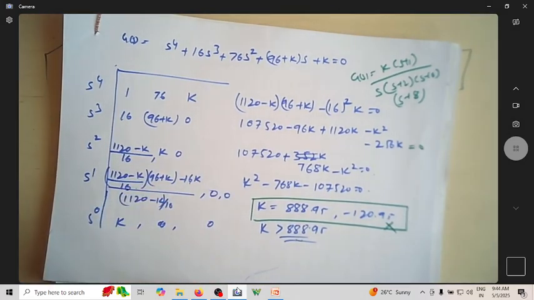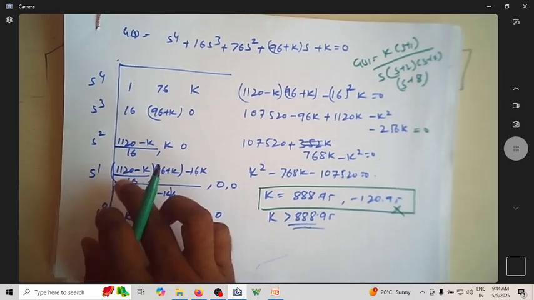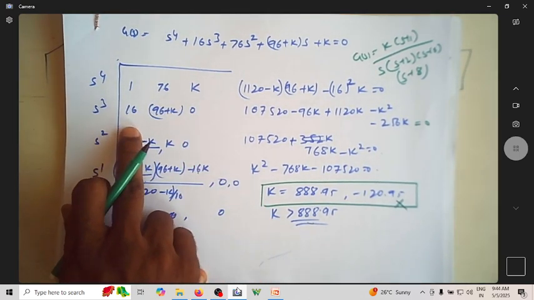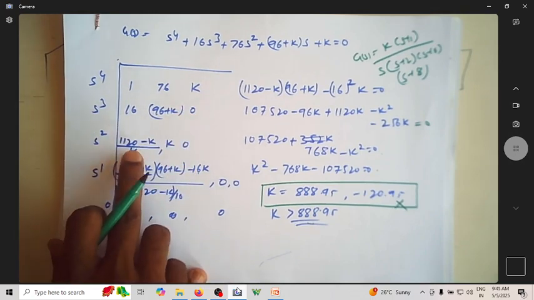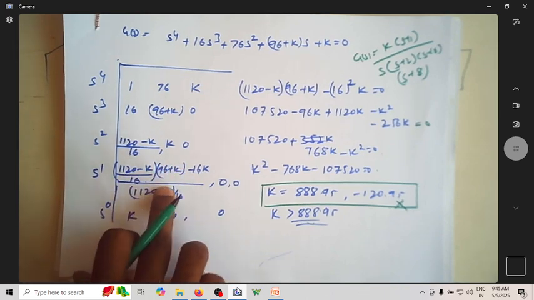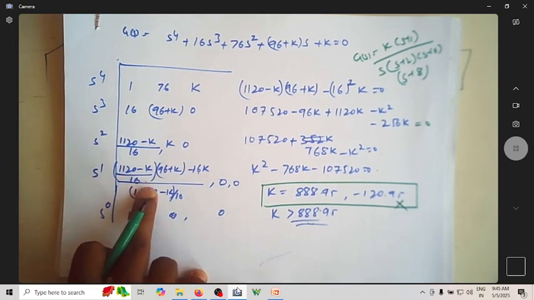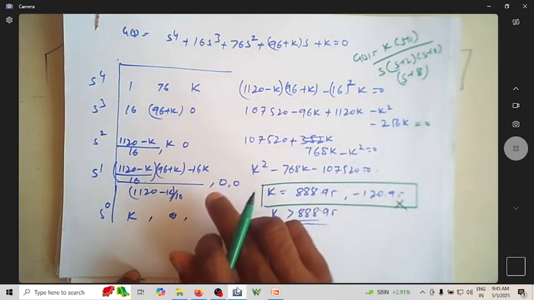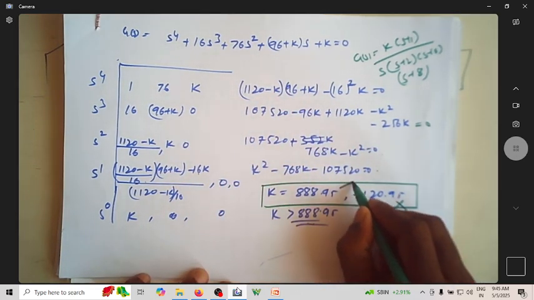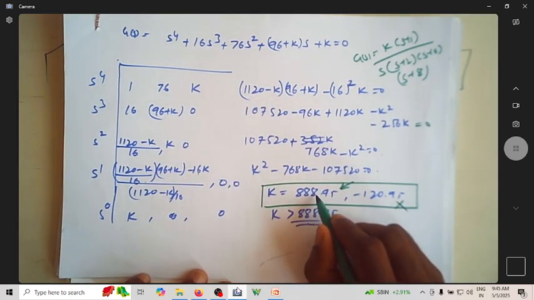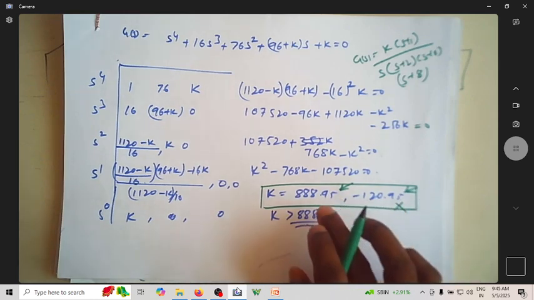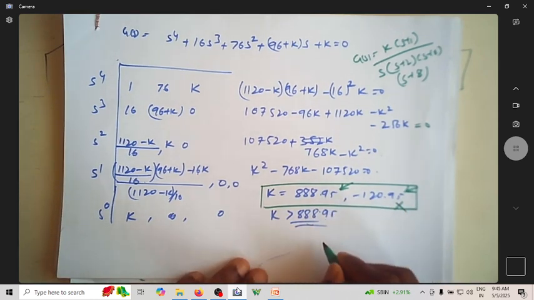This is the Routh's array we're going to get. If you carefully write the Routh's array, these are the first two rows, this is your third row, and the fourth row comes out as this. There is a possibility of this becoming 0, and that's what we are equating. Upon solving this, we get two values of k, which are 888.95 and the other one is minus 120. So you are looking for a k which is a positive value.